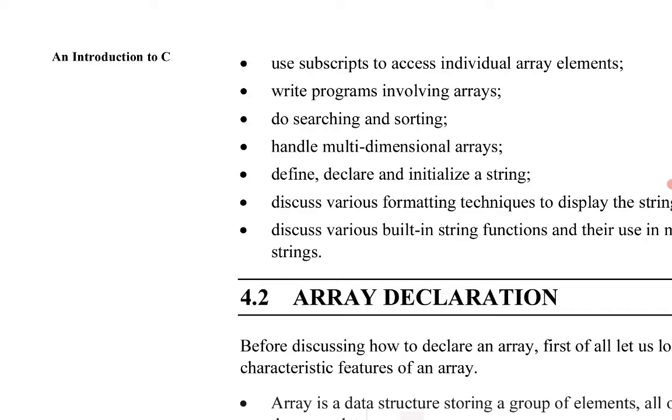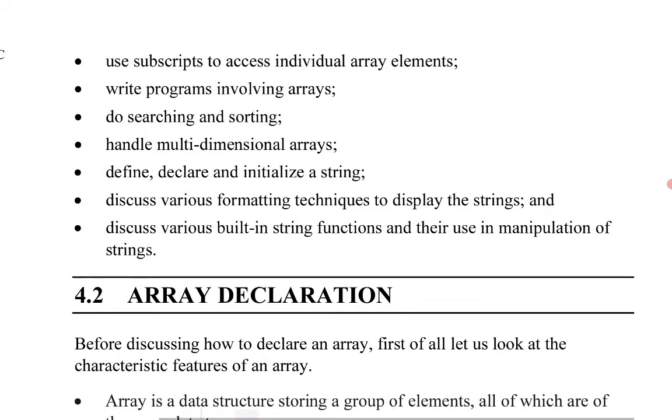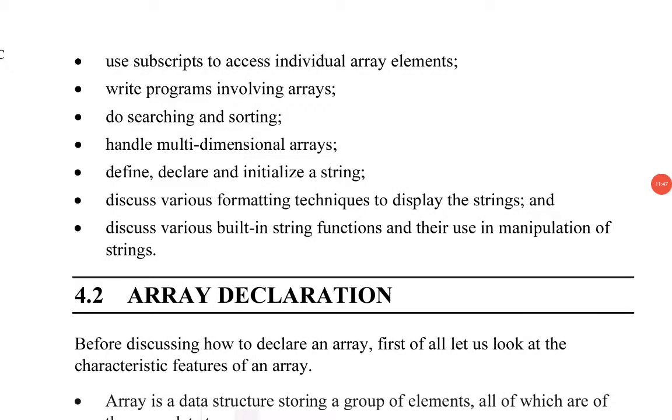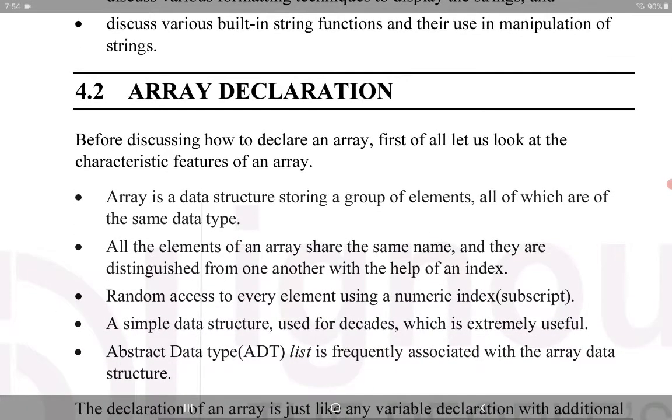So what are the different types of arrays? Basically there are two types of arrays: one is called a one dimensional array, and the second is called a two dimensional array. What they are, how to use them, and how to define, declare and initialize them, we are going to discuss.